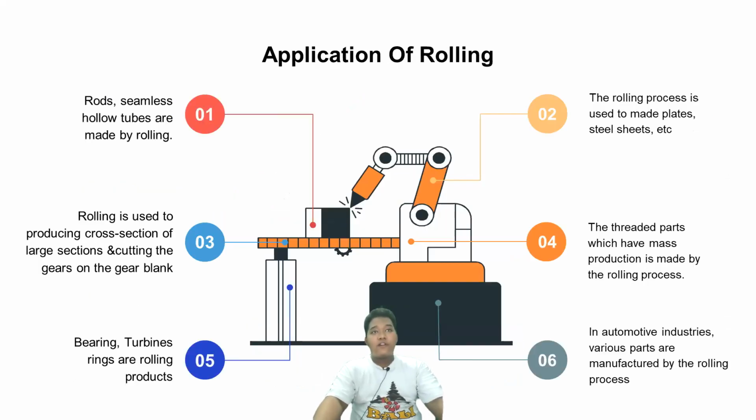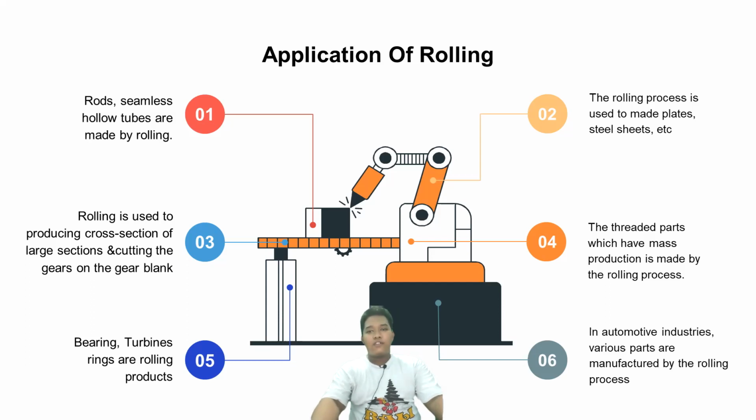The first application of rolling process is to make rods, because rods, like tubes or hollow sections, can use a rolling process. The second application of rolling process is to make sheet metal. And the third use of rolling process is producing large cross sections and cutting the gears of the gear blank.